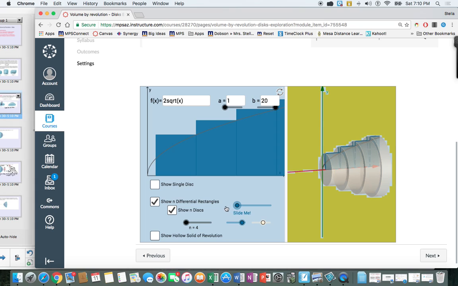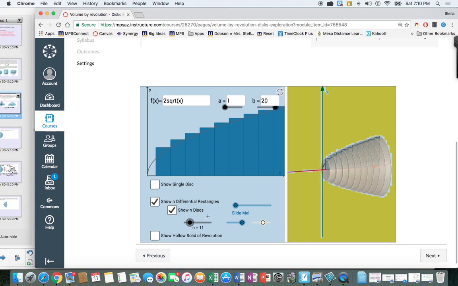If I increase the number of rectangles, then I will be increasing the number of cylinders, and again revolving it, each one of them going around. As you increase the number of rectangles, you increase the accuracy of the volume.